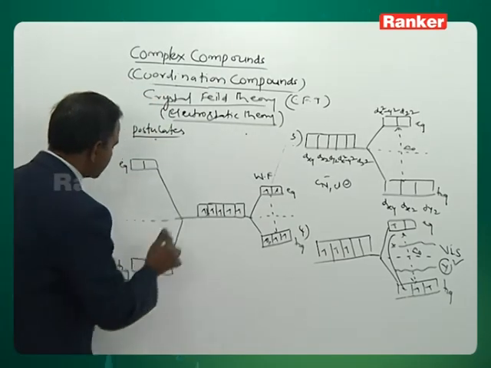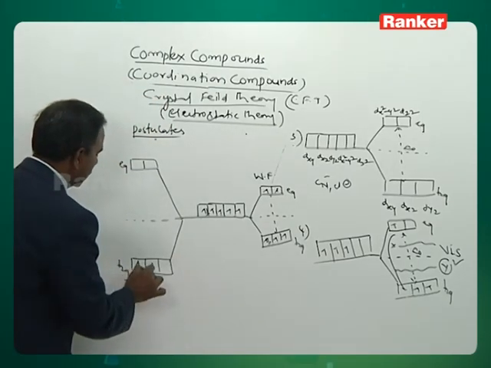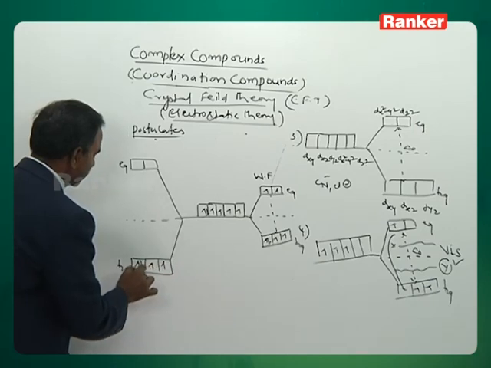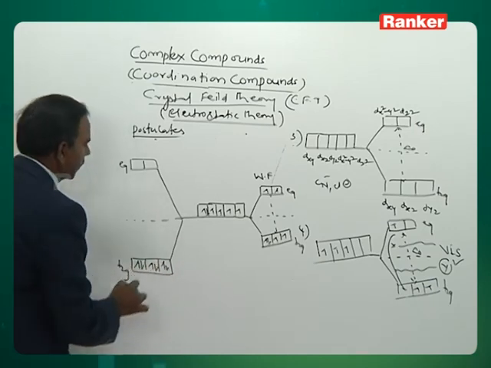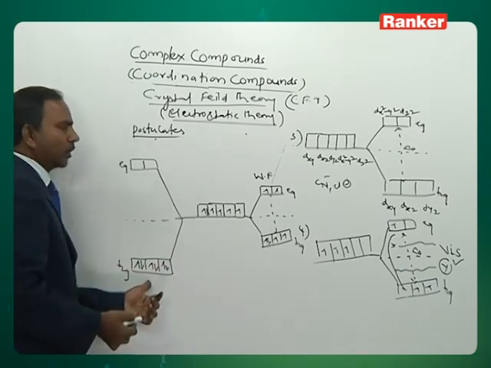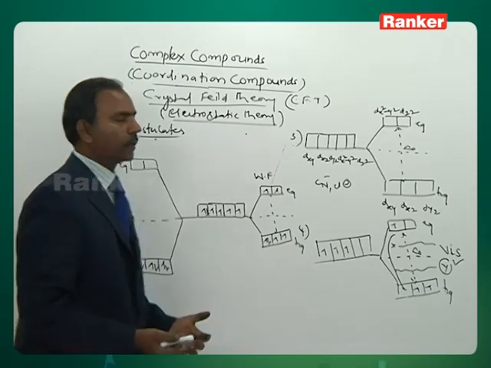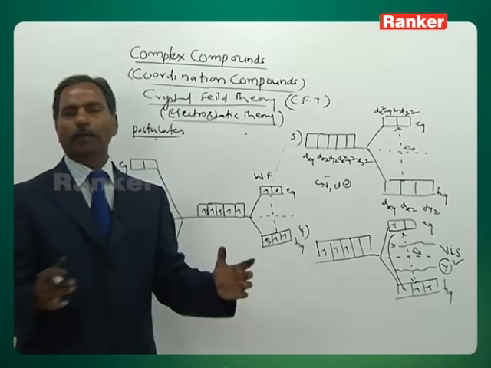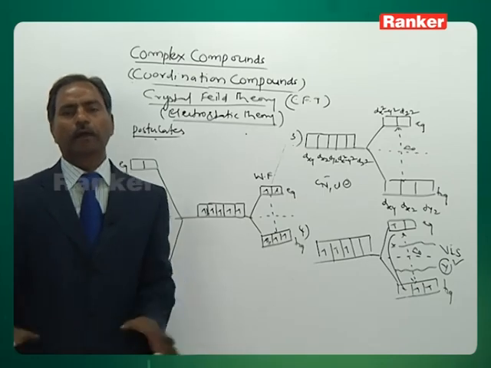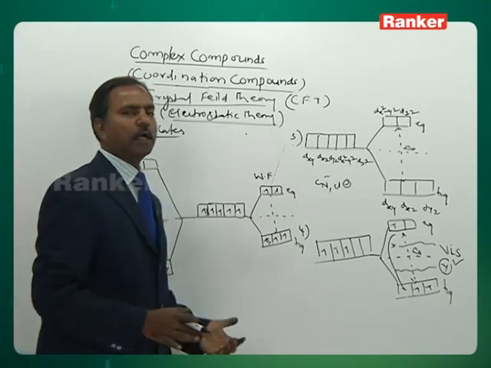See, the 6 electrons I am writing in the lower energy level only, like this. Once all the 6 electrons are paired in the lower energy level, you are looking at the diagram on the board clearly: there is no unpaired electron. Once there is no unpaired electron, that particular complex is diamagnetic.